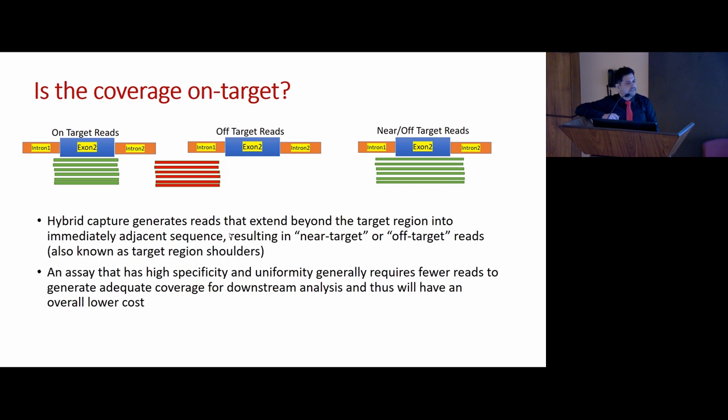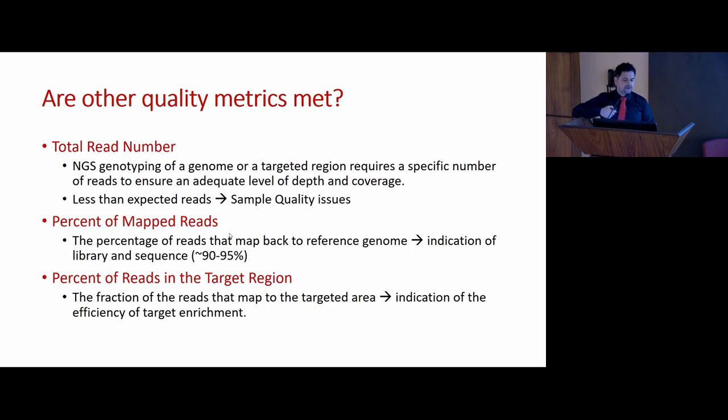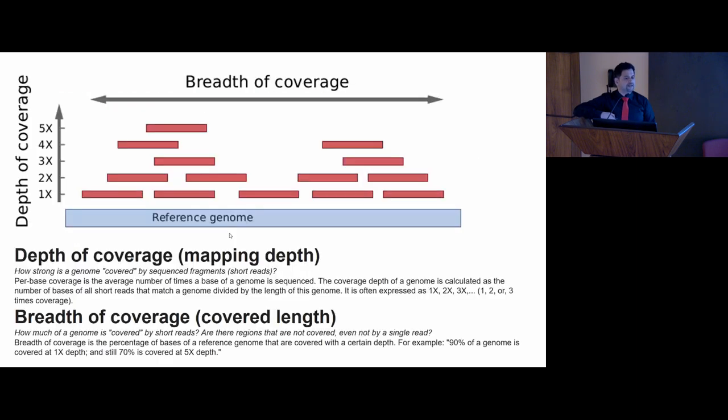Near target or off target is something you see all the time in capture, because you are not able to control how fragmentation goes. You will get some nearby areas too. Okay, a little bit of nearby areas, it doesn't make any difference. Then total read number, mapped reads, on target, all these quality metrics you will need to generate using bioinformatic tools. Breadth of coverage: how much of the region of the genome got covered. Depth of coverage: how many times it got covered. These are two things you need to be aware of.